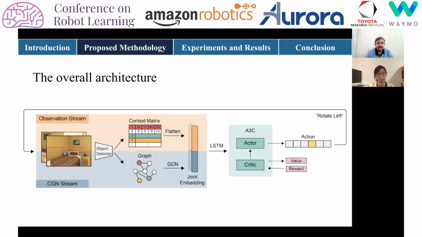Here we show the overall architecture of our model. There are three main components. First, the observation stream, where we use an object detector to find the identity and spatial location of objects within a scene. Second, the CGN stream, which associates the prior knowledge with the current observation. Third, the policy network, which correctly interprets the current state and predicts the next set of actions.